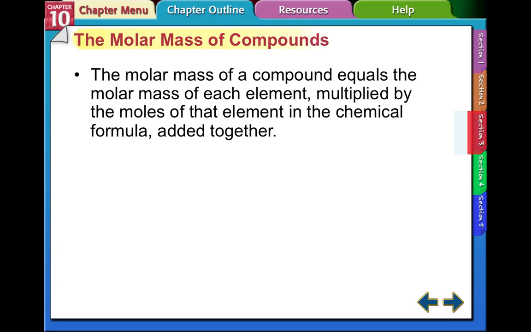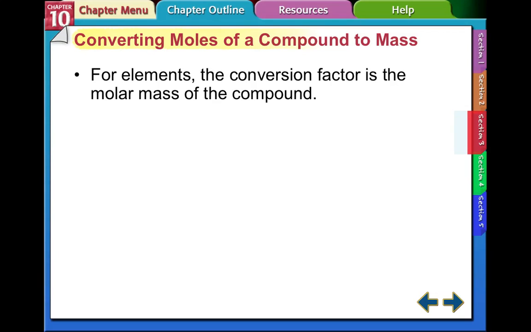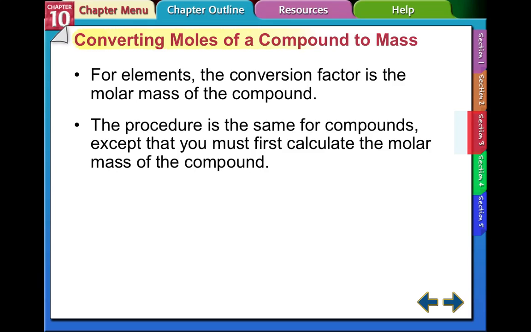The molar mass of a compound equals the molar mass of each element multiplied by the moles of that element in a chemical formula and then all added together. The molar mass of a compound demonstrates the law of the conservation of mass. Converting moles of a compound to mass. For elements, the conversion factor is the molar mass. The procedure is the same for the compound, except that you must first calculate the molar mass of that compound.